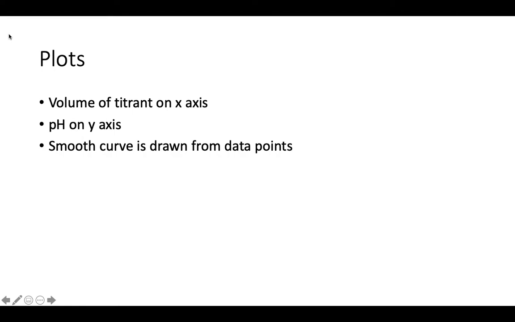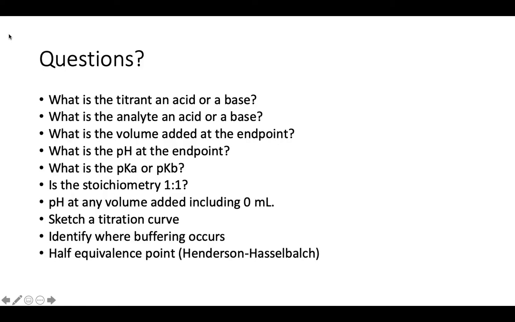You want to create a smooth, continuous curve, and you're going to plot the data points on that graph and then make your smooth curve from it. So what kinds of questions could be asked? Well, you could be asked, is the titrant an acid or base? Is the analyte, which is in the burette of your titration, is it an acid or a base? One has to be in one place, the other has to be in the other.